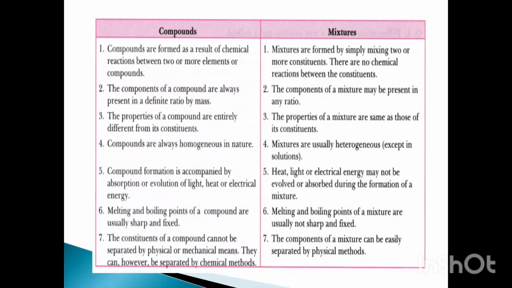Compound formation is accompanied by absorption or evolution of heat, light or electric energy. Heat, light or electric energy may not be evolved or absorbed during the formation of a mixture. Compound: melting and boiling points of a compound are usually sharp and fixed. Melting and boiling points of a mixture are usually not sharp and fixed. The constituents of compounds cannot be separated by physical or mechanical means. They can however be separated by chemical methods. Mixture: the components of a mixture can be easily separated by physical methods.